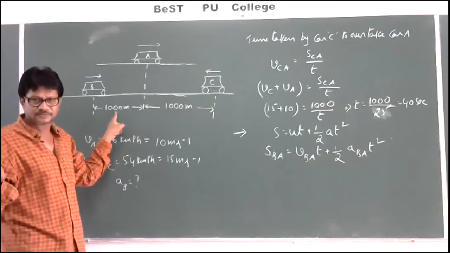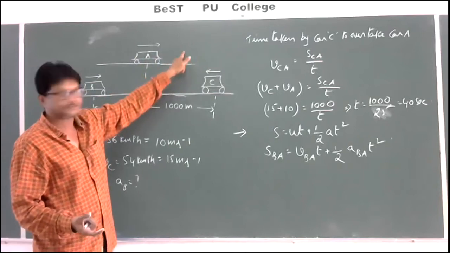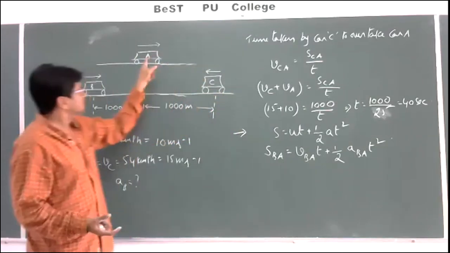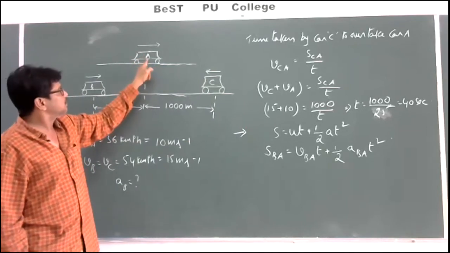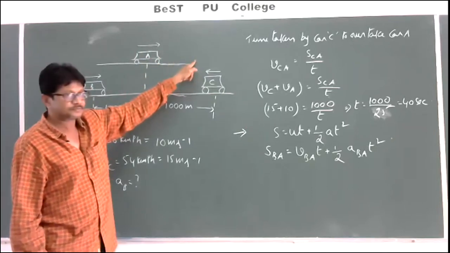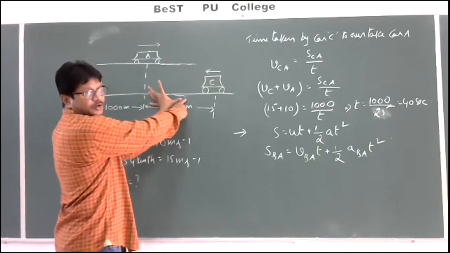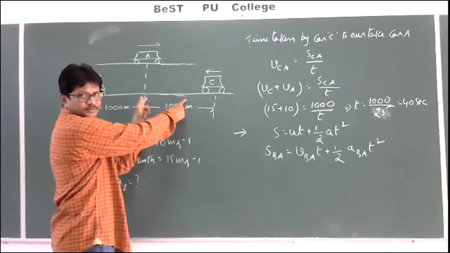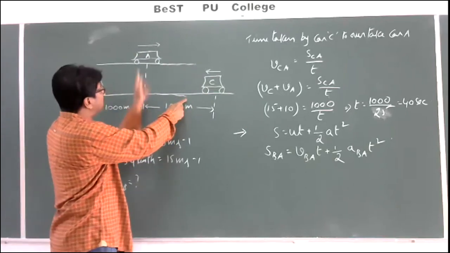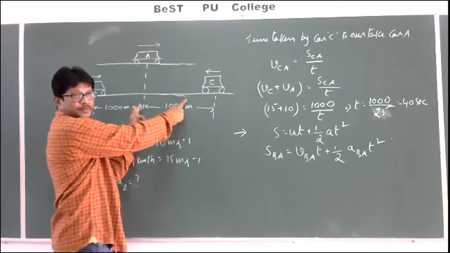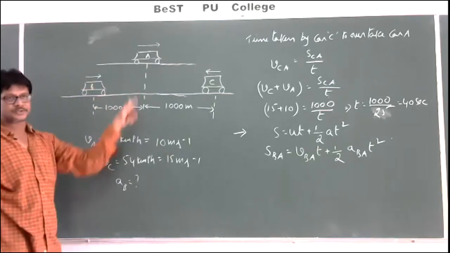Additional distance. Because after 40 seconds, definitely car A will not be here. Why? Because it is in motion. Car A will be somewhere here. So car B has to travel this distance plus this distance to overtake. But this is the common distance traveled by car A as well as car B. What is the additional distance? Car B is only traveling 1000 meters.